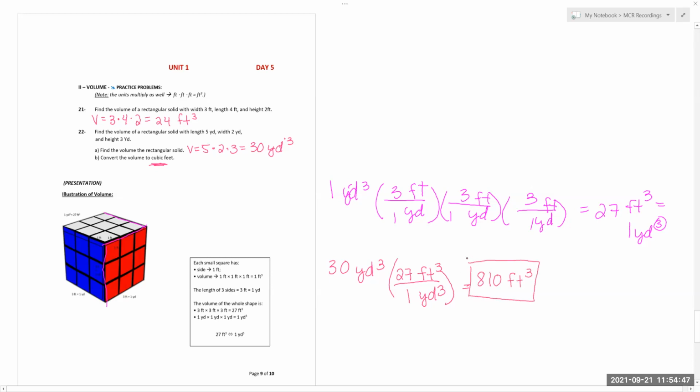That is the end of day 5. You can now work on your day 5 assignment.